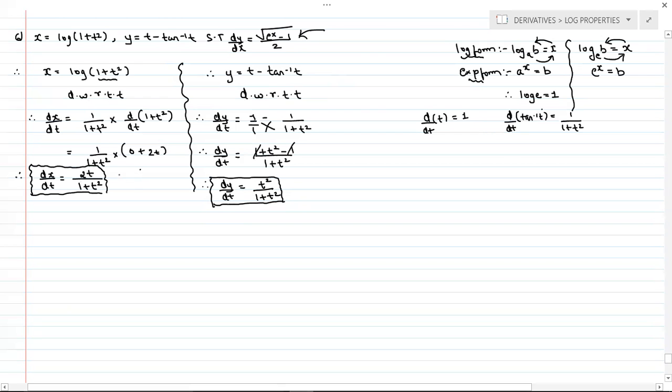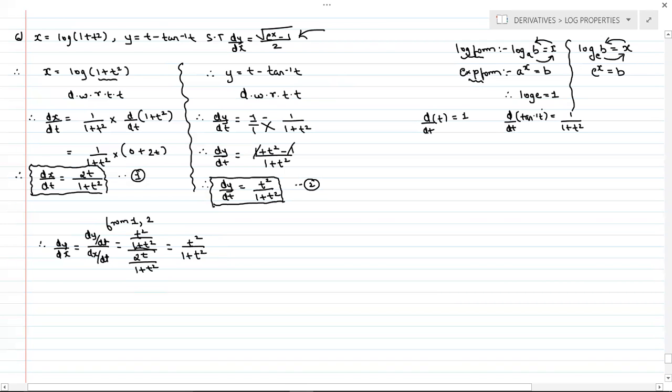Now, I will give this part as 1 and this as 2. So dividing 2 by 1, here you will get dy upon dx. How will you get dy upon dx? When you divide dy by dt upon dx by dt. So dy upon dx is t square upon 1 plus t square, and here it is 2t upon 1 plus t square.